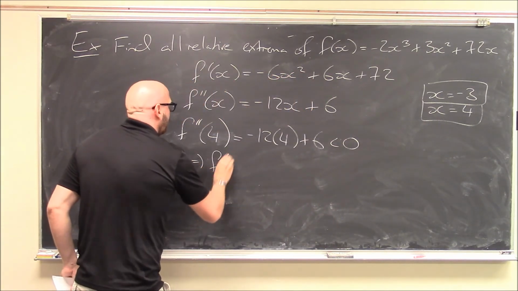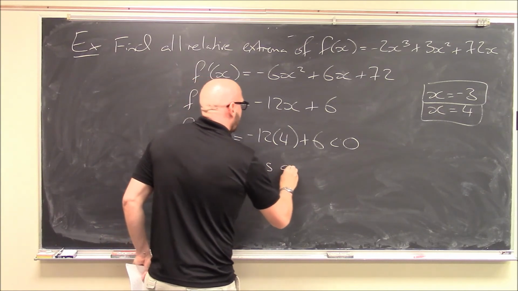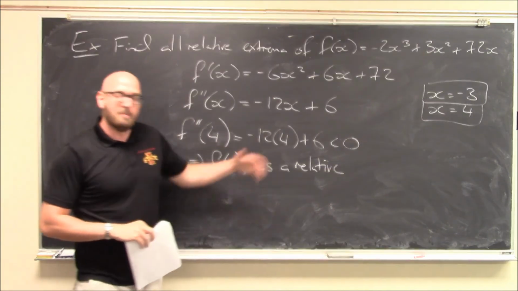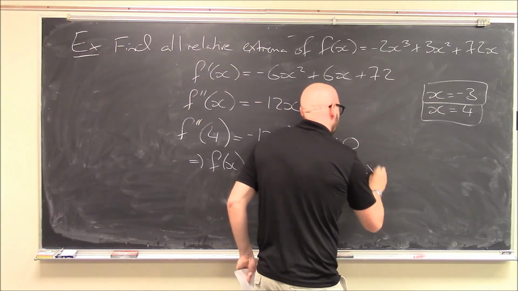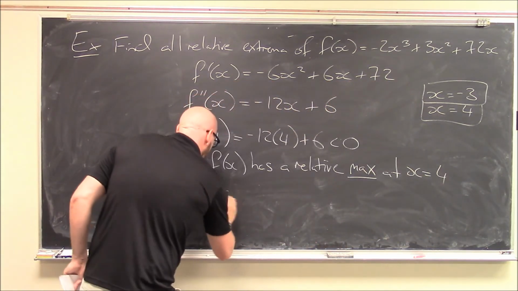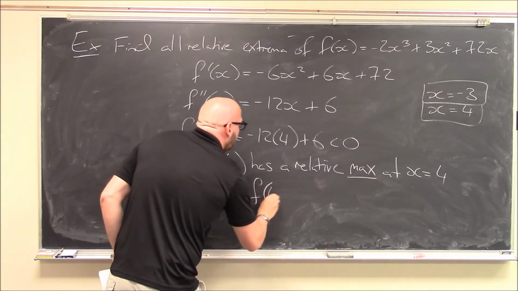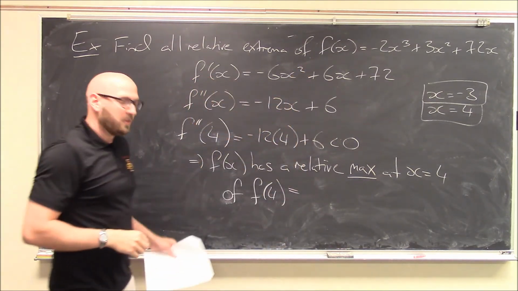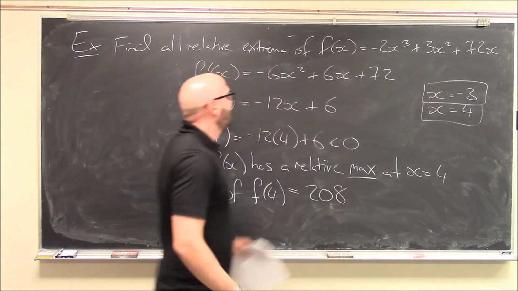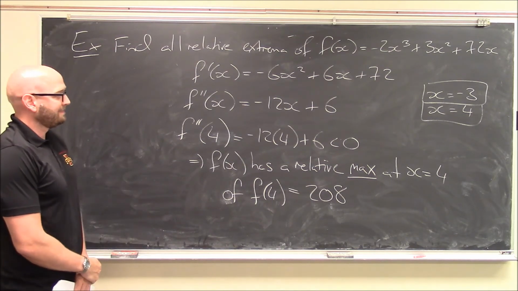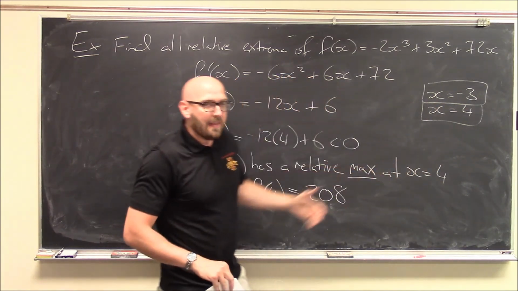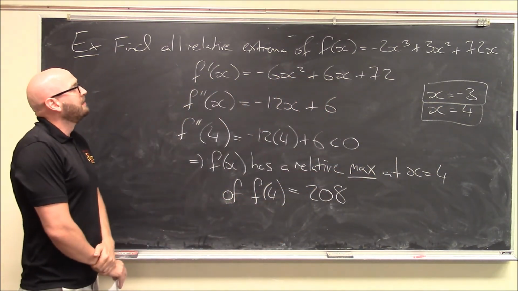So f of x has a relative, negative second derivative means we have a relative max, has a relative maximum at x equals 4, of f of 4, which you plug in 4 into the original function. I actually have this one written down this time because I knew it was hard to compute, is 208. So we had 2 critical numbers, and now we've classified them. And that can be it. That's the only possible relative maxes and mins.